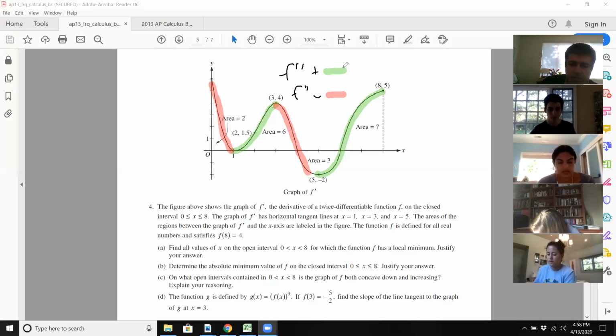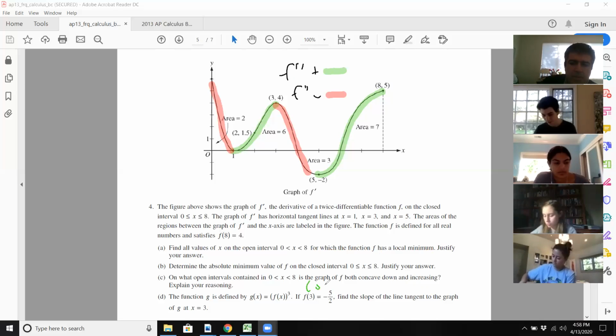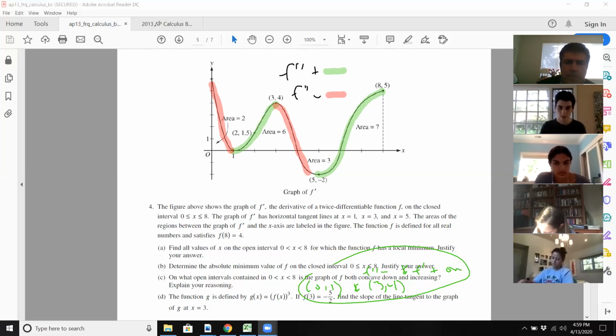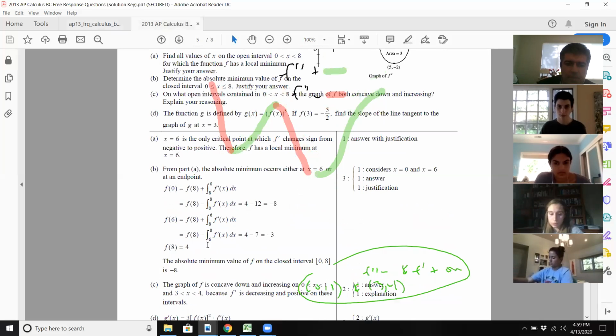0 to 1 and 3 to 4. Got it. Perfect. Yep. And you write an open interval. And all you have to just say is f double prime negative, and f prime positive on those intervals. That's usually, I think, sufficient.